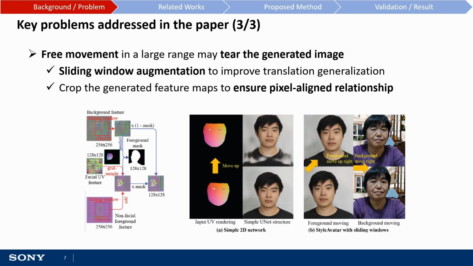Finally, if the target person moves freely across the cropped frame, existing methods face the difficulty of texture tearing in the generated image. To tackle this issue, authors propose a sliding window augmentation technique to improve the translation generalization, allowing the avatar to move freely in a larger range within the cropped image. They also crop the generated feature maps, ensuring the pixel-aligned relationship between the input feature maps and the output images.